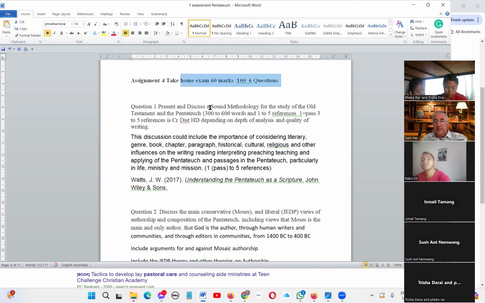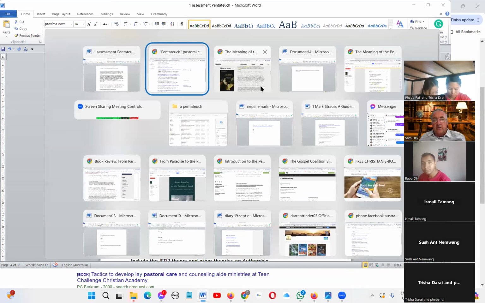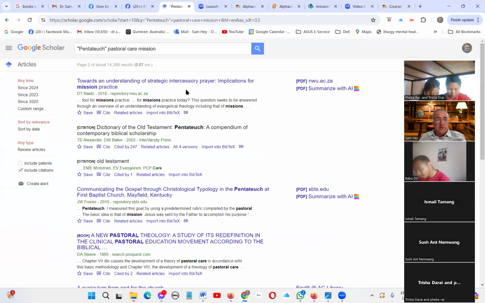The first question is on methodology for study, and you're asked to prepare 1 or more pages in which you look at the methodology for the study of the Pentateuch. And we spoke about that on the first day. And so if you look at the notes from the first day, then you would find there are resources there.